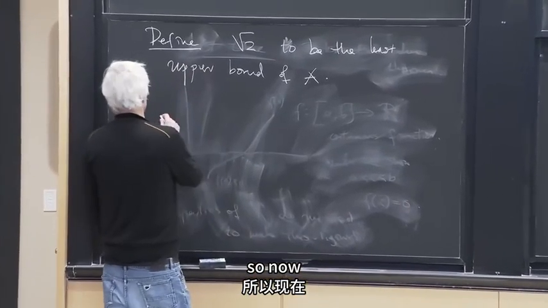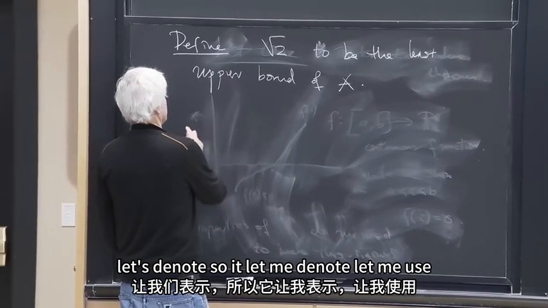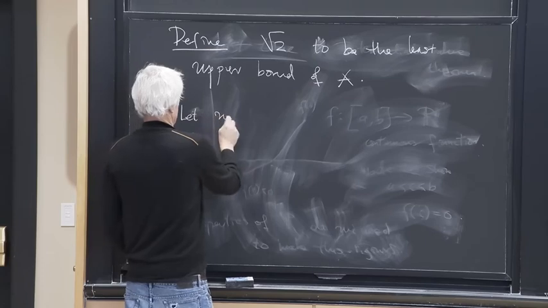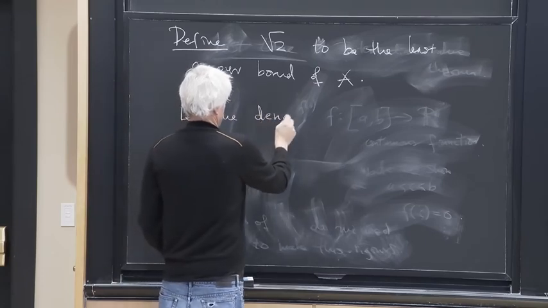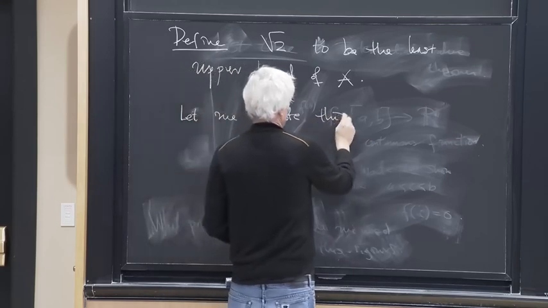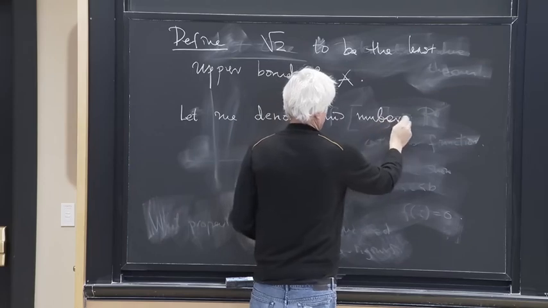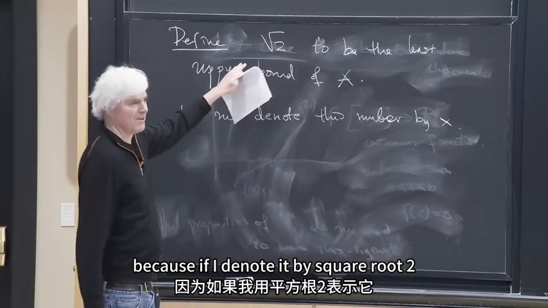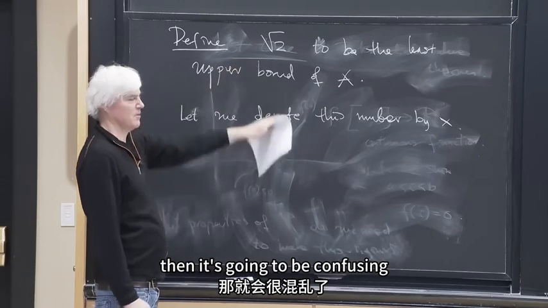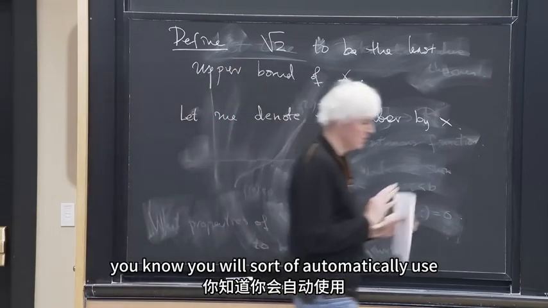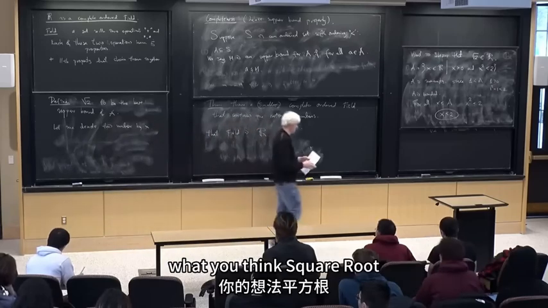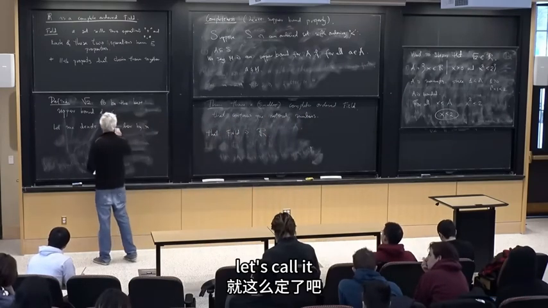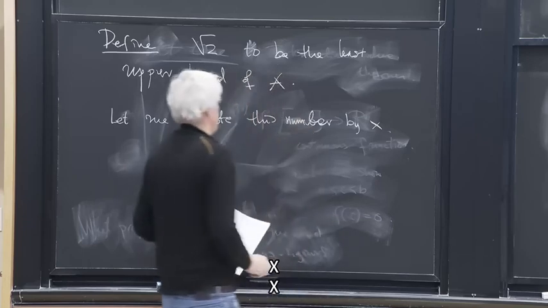So now let me denote this number by x. I'm going to denote it by x instead of square root of 2, because if I denote it by square root of 2, then it's going to be confusing, and you will sort of automatically use what you think square root of 2 should satisfy. So let's call it x.